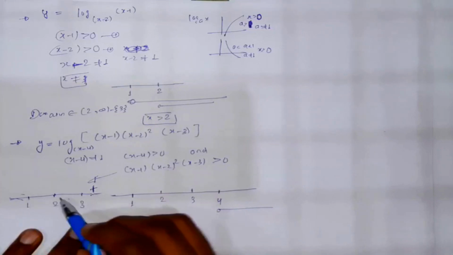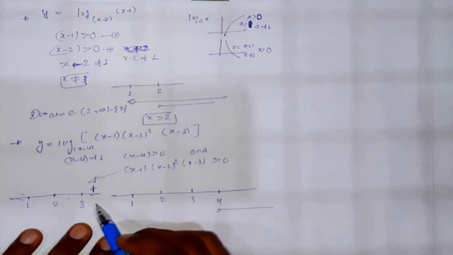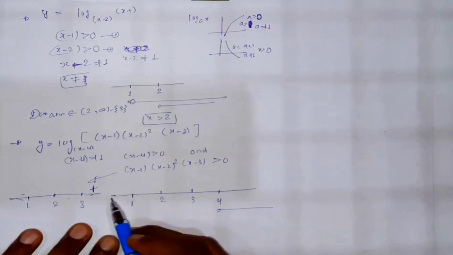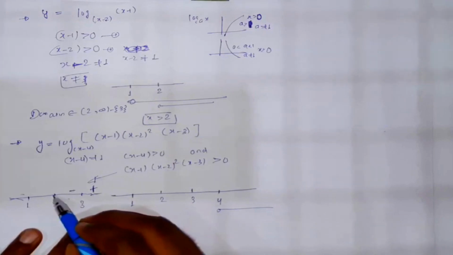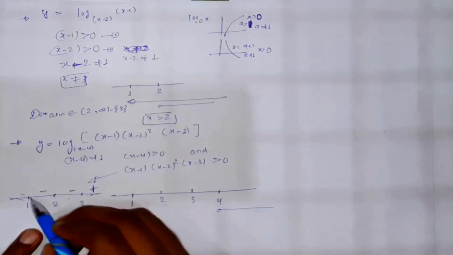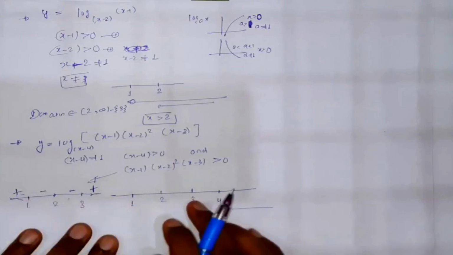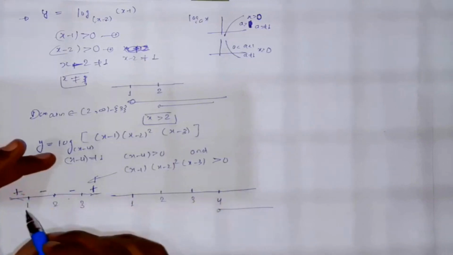And again, the sign will change only at the point of inversion. So 3 is the point of inversion, the sign will change. At 2, the sign will change again. Again the sign will change like this, because 1 is the point of inversion.